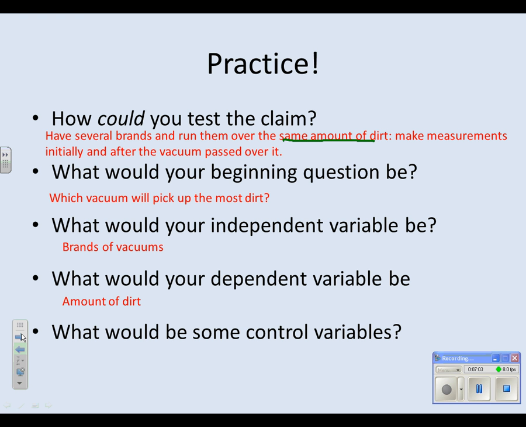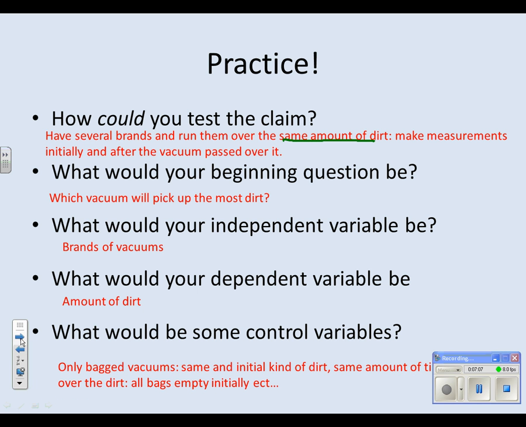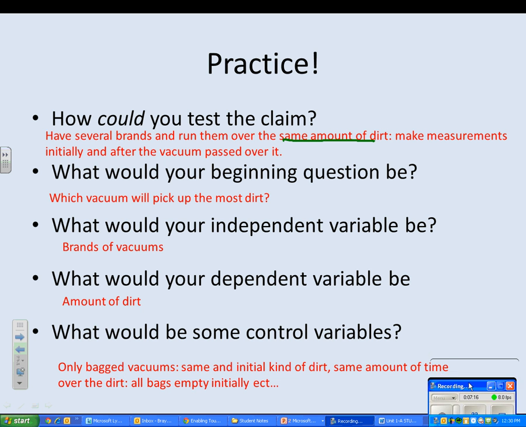So control variables, you can have a lot of control variables that you can pick from. You've got to use only bagged vacuums. You have to use the same kind and the same amount of dirt. You have to spend the same amount of time over the dirt. So you can either run it over real quick once, or say you're going to spend 30 seconds over this dirt and see if it picks up more dirt as time goes on. Also, the floor that it's on.